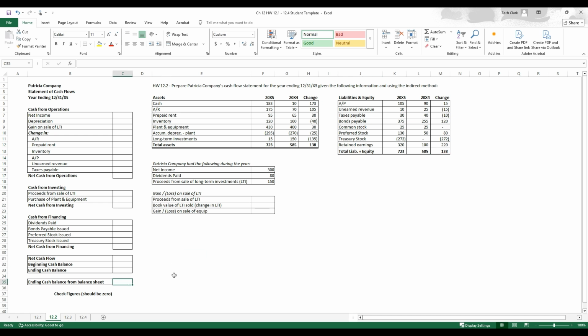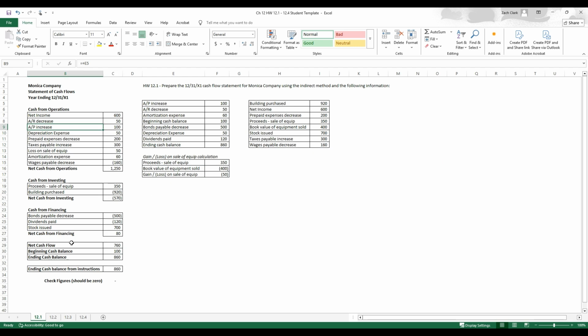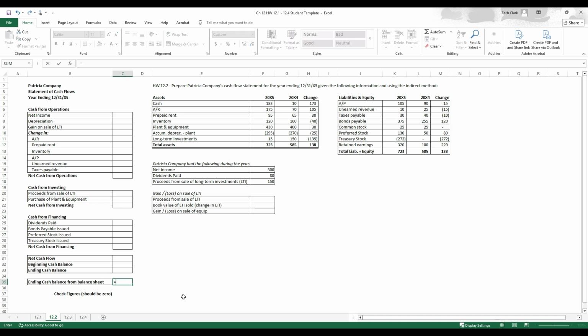One thing I'll do real quick, I wanted to show you this. When we have our ending cash balance, the last time in 12.1 it just told us what ending cash was. But this is really what that is indicating: the cash balance that we calculate through our work should equal the cash balance on our balance sheet. So let's bring that number into here, and let's make our check figure so we can watch it and see if it goes to 0 as we do our work.